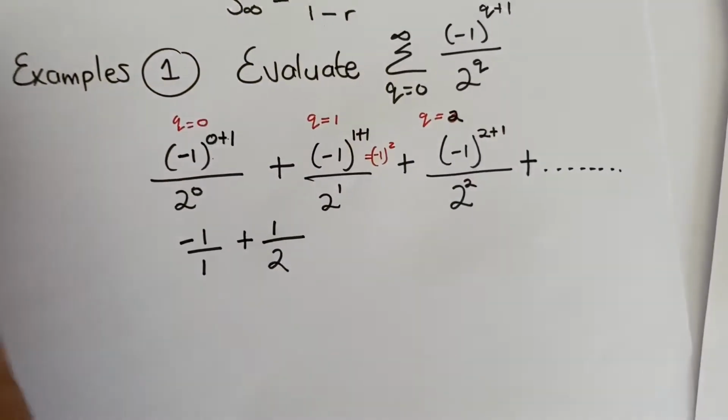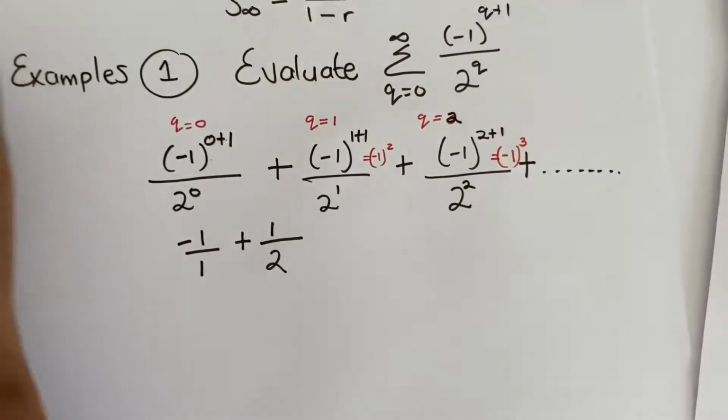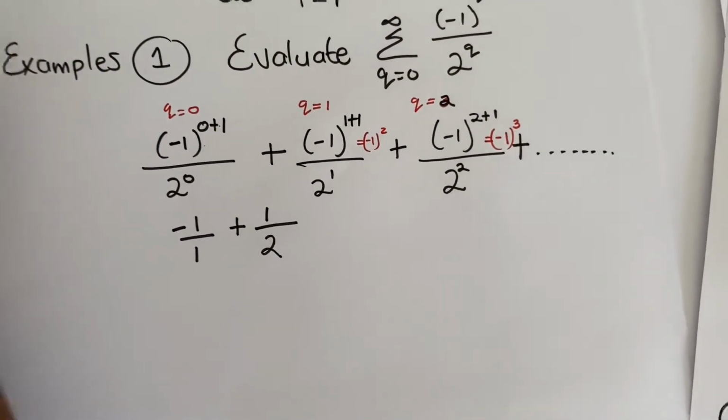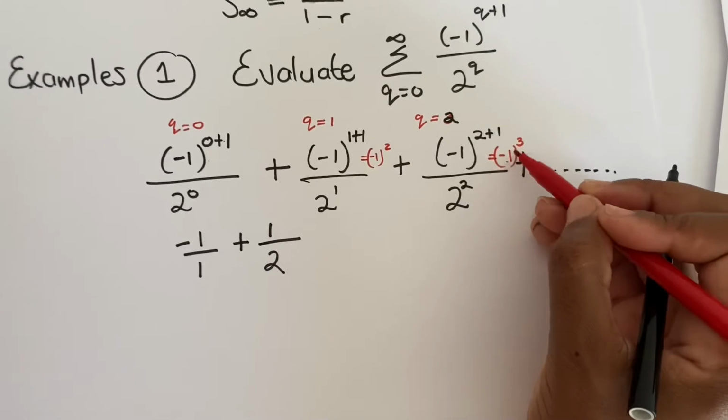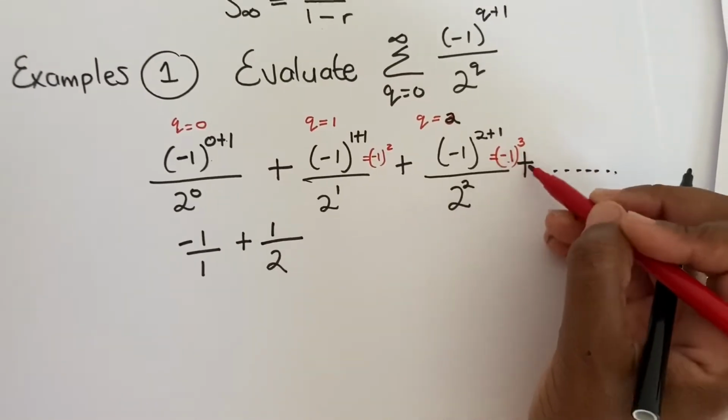Then I come here. What is this? This is negative 1 to the power of 3, because 2 plus 1 is 3. However, because this is a negative number, if I raise that to an odd number, I know the outcome is always going to be negative.